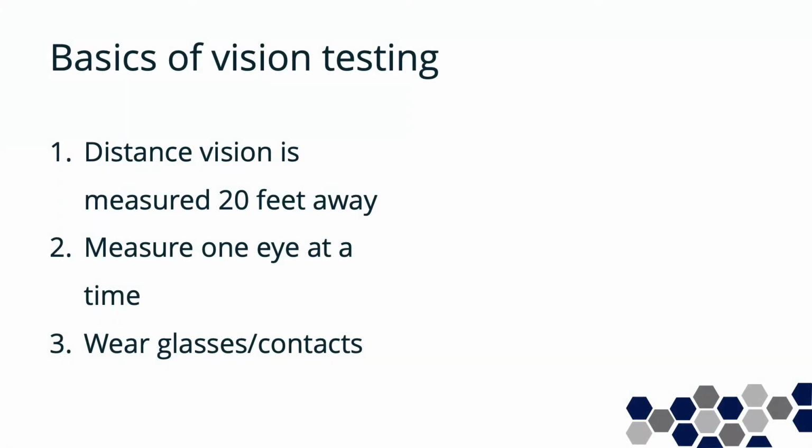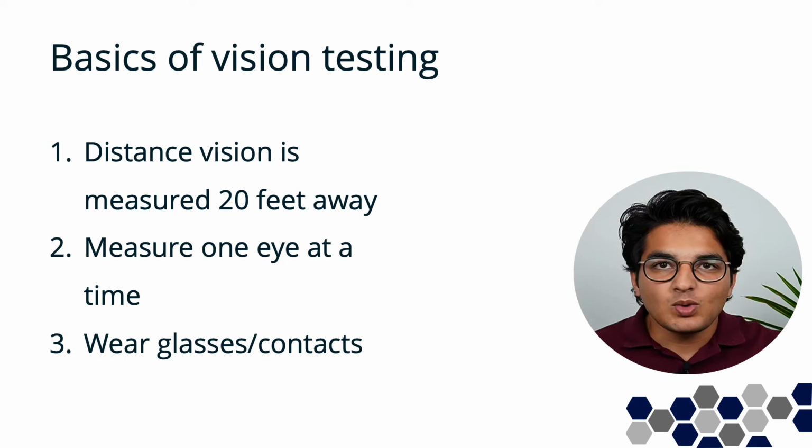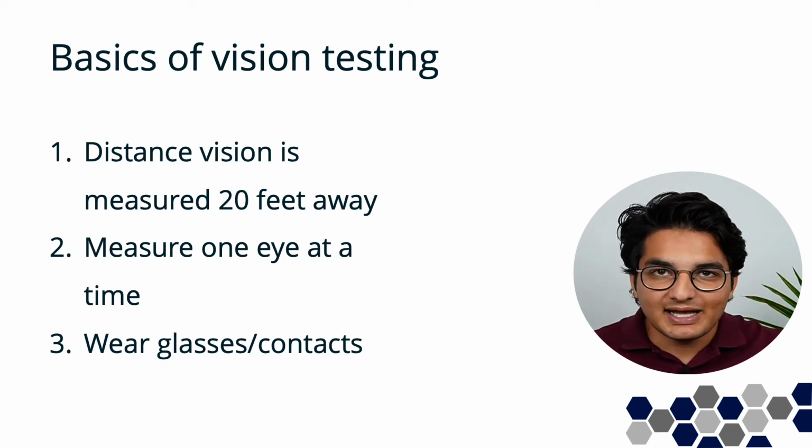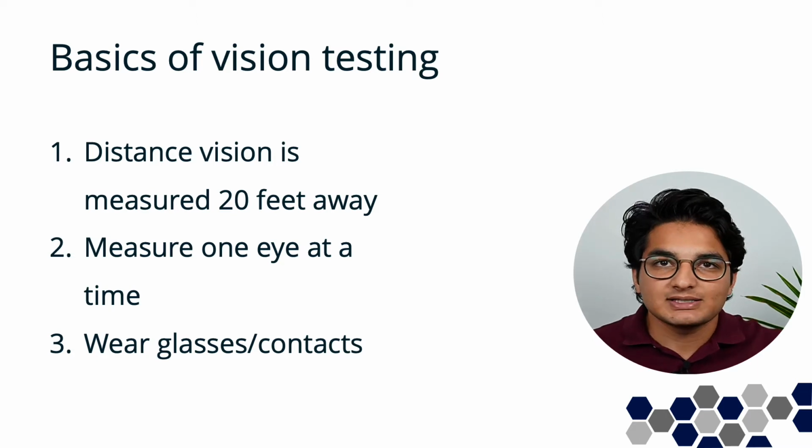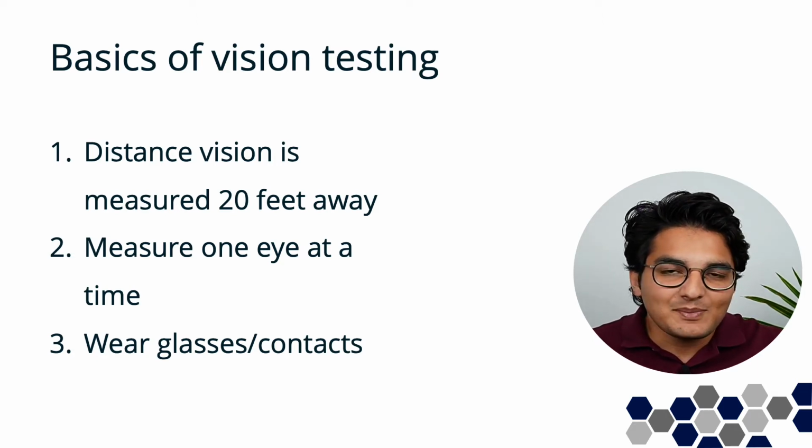Let's go over the basics of vision testing. So one, you always want to test 20 feet away from the Snellen chart. Two, you want to measure one eye at a time. And three, you want to make sure that if the patient has glasses or contacts that you test with the glasses on. Okay, so that's the corrected vision. So a patient might be seeing 20/100, but that might just be because they don't have their glasses.